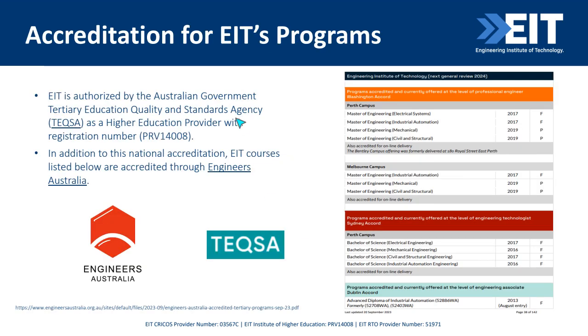Regarding our programs at EIT, it's important to highlight that, depending on the course, we are also accredited by Engineers Australia. Some courses are fully accredited, others are provisionally accredited. So it's very important to double check the current status of our courses on the Engineers Australia website. And most importantly, EIT is authorized by TEQSA, the Australian government agency, the Tertiary Education Quality and Standards Agency. This is going to ensure the quality of our courses.